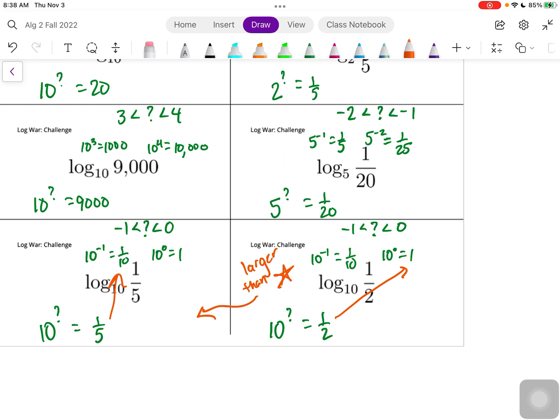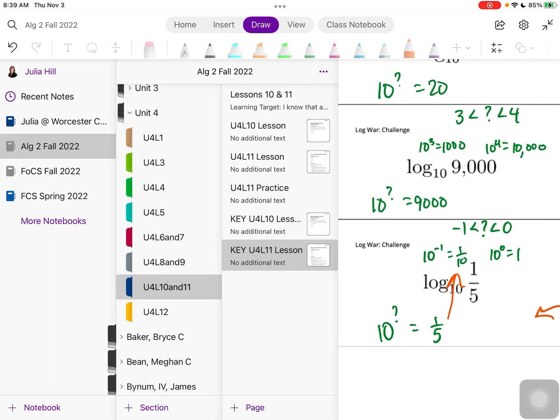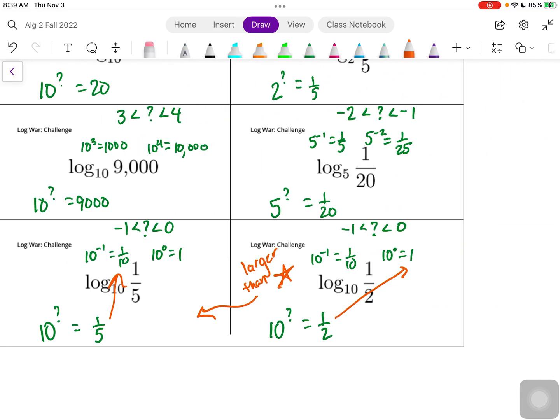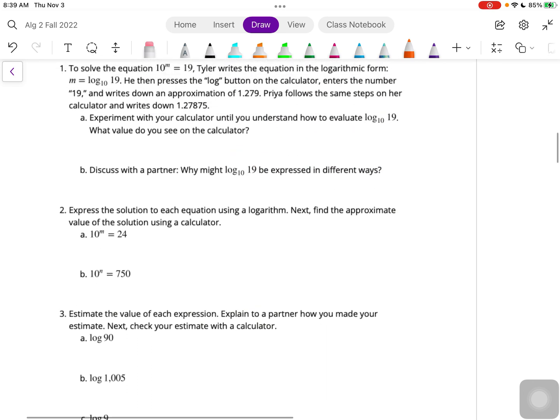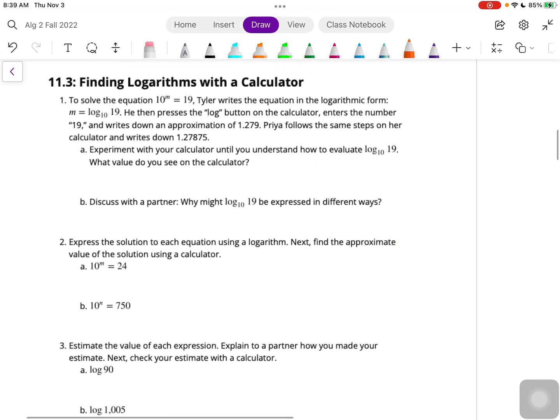Okay. All right, so let's take a look at the next part of the lesson, 11.3, and this is finding logarithms with a calculator. So now we're going to break out our calculators and learn how to use those. So let's move back up to 11.3.